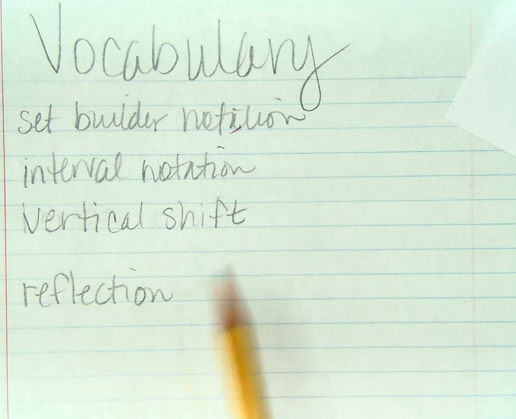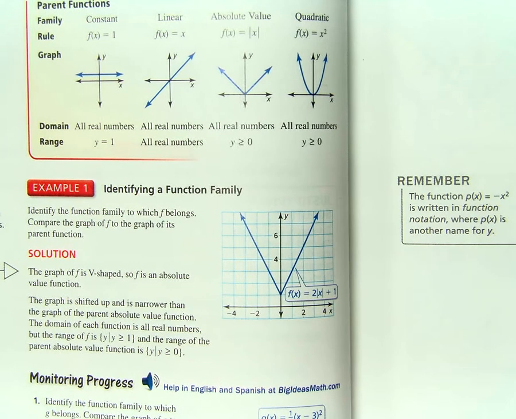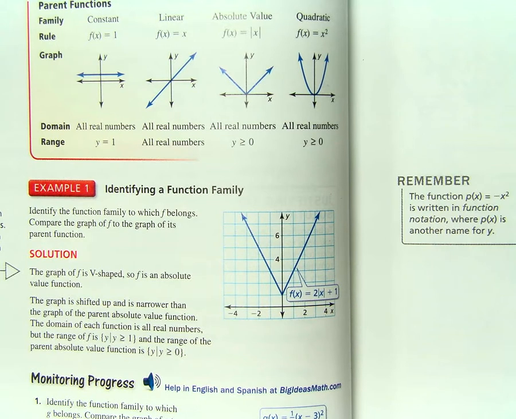Now, before we go talking about vertical shift and reflection, I wanted you to have those down in your paper so we can refer back to that in a moment. The first thing we're going to do in our lesson is we're going to talk about family functions or function families.